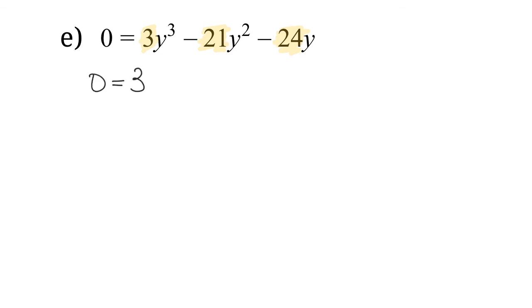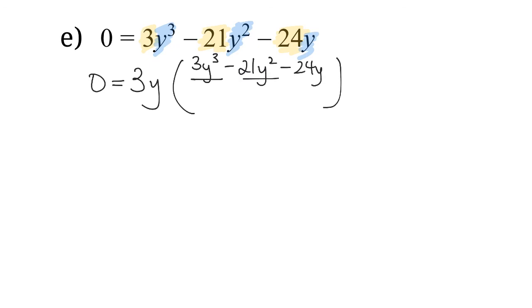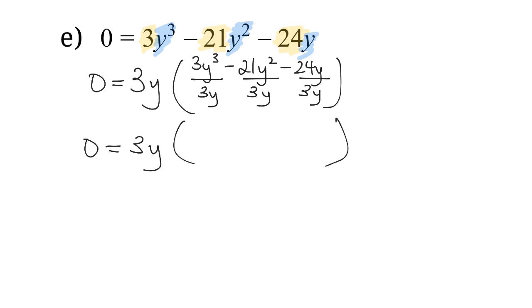But then we also have variables in this equation. We've got y cubed, y squared, and y. So the common factor between these three sets of variables is a y. So I can pull out a common factor first of 3y, and then remember everything inside the bracket is going to get divided out by our common factor of 3y. So that's going to leave me with y squared minus 7y minus 8.